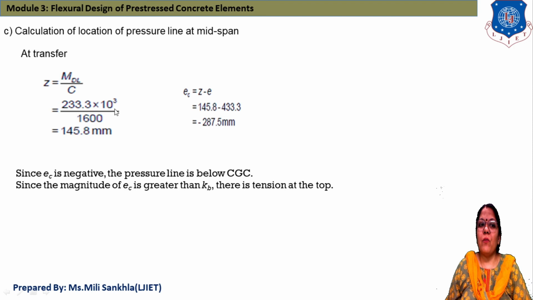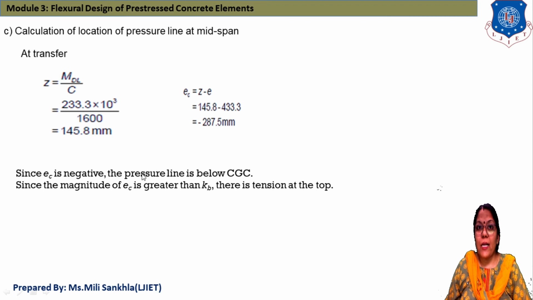One dimension is converted into mm because we find the lever arm in mm, so 1600, and this kilonewton into meter, but we convert this meter into mm, 10 raised to 3. After that our lever arm Z is equal to 145.8, and from that we find out EC, the eccentricity of concrete, which is minus 287.5 mm.